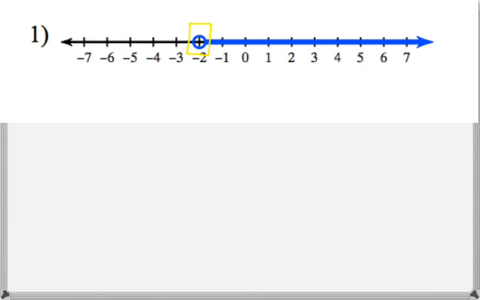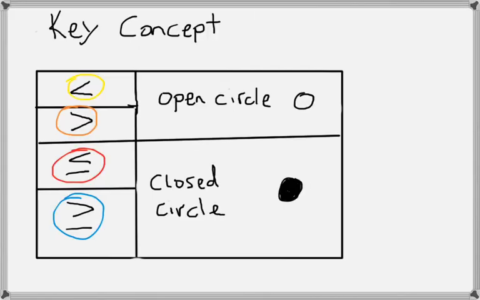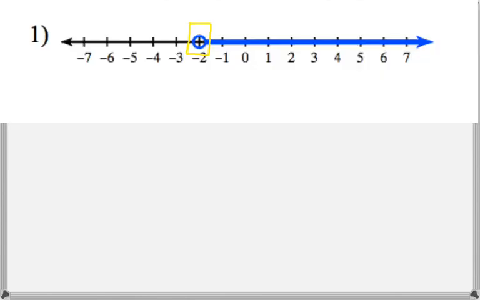So which symbols do we know we can eliminate? If we look back at the previous slide, an open circle, we know it's either going to be less than or greater than. We can automatically exclude those last two symbols. So step one, let's write this down. Step one is going to be to identify the symbol you need.